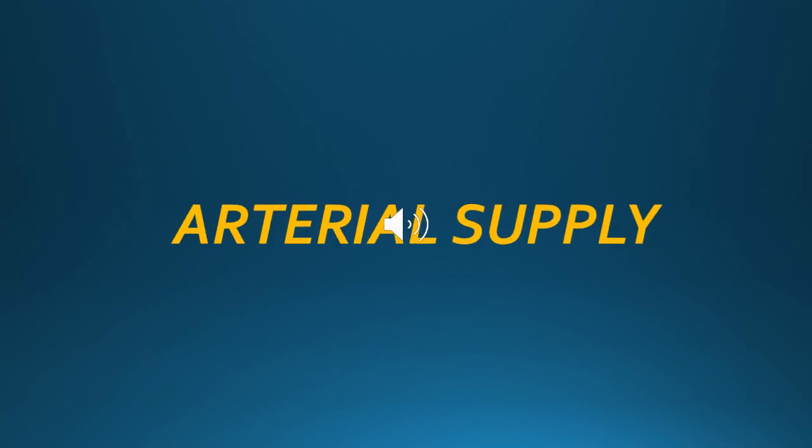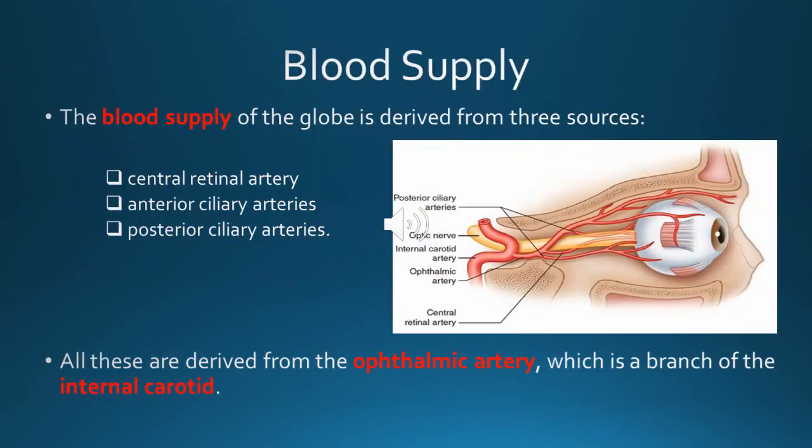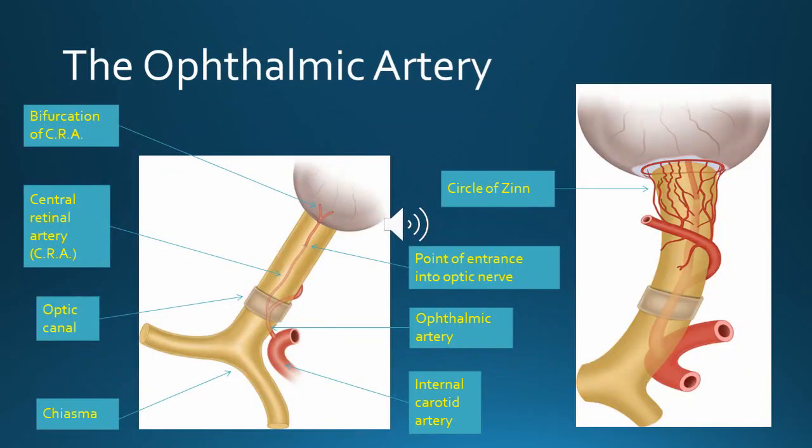Blood supply of the eye. The arterial blood supply. The blood supply of the globe is derived from three sources: the central retinal artery, anterior ciliary arteries, and posterior ciliary arteries. All these are derived from the ophthalmic artery, which is a branch of the internal carotid artery. The diagram shows the internal carotid artery, which gives off the ophthalmic artery with its branches.